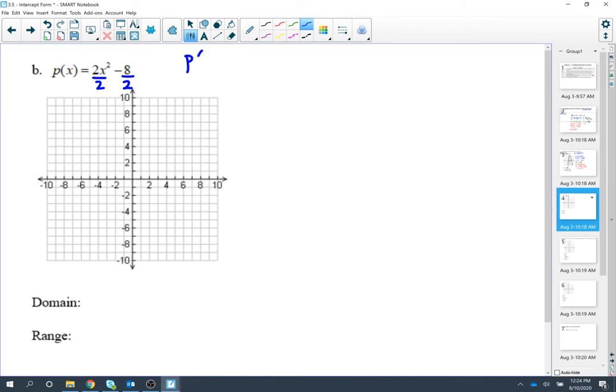So p of x equals 2, and then I've got x squared minus 4. Then I'm going to look at x squared, which is x times x. I'm going to look at 4, which is 2 times 2. That goes into the difference of 2 squares, so x plus 2 times x minus 2. And then drop down your 2. So your function in factored form is p of x equals 2 times x plus 2 times x minus 2.